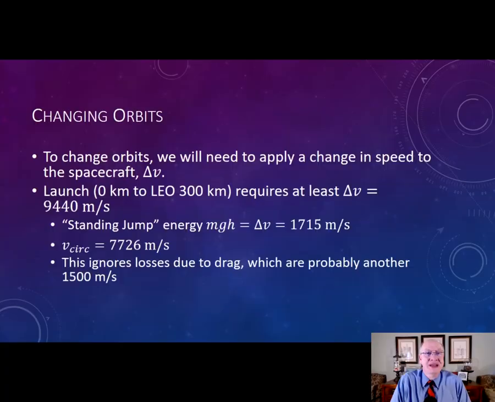All right, let's talk now about changing orbits. Imagine that you're in one orbit and you want to change to go to another orbit. Well, to do that, you're going to have to apply some change in speed to your satellite. And we call that change in speed, of course, a delta V.